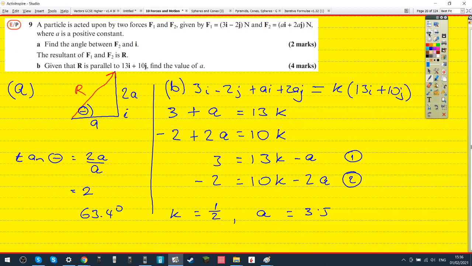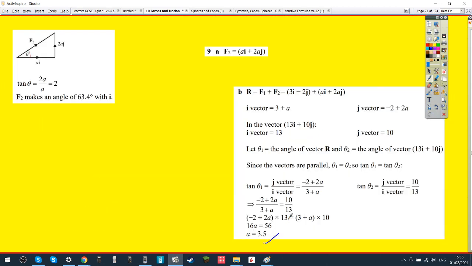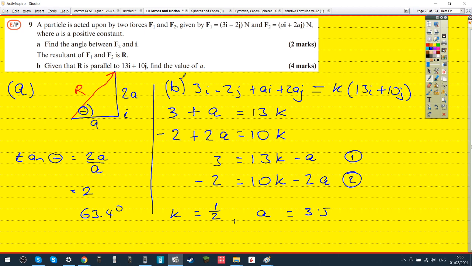A is 3.5. Yep. And do you see K anywhere? That'd have to be a half. Yeah, I'm sure it's correct. And that one's 63.4. Great. Yeah, so if it's parallel, you can write it as times K and then use that, go from there.